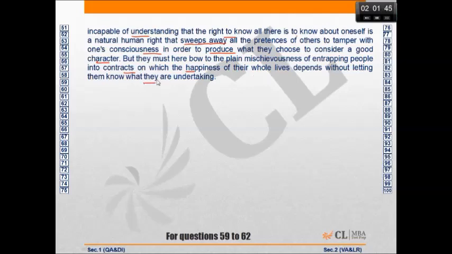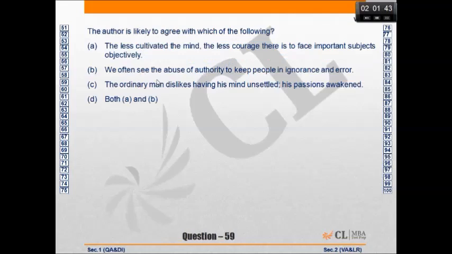Okay. Now let's go to the questions. The author is likely to exhibit which of the following: A. The less cultivated the mind, the less the courage there is to face important subjects. Courage, I am not sure. B. We often see the abuse of authority to keep people in ignorance and error. C. The ordinary man dislikes having his mind unsettled, his passions awakened. D. Both A and B.